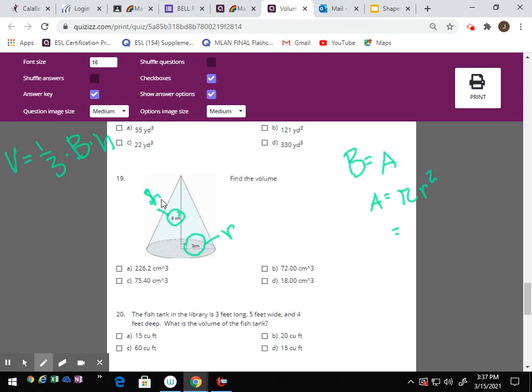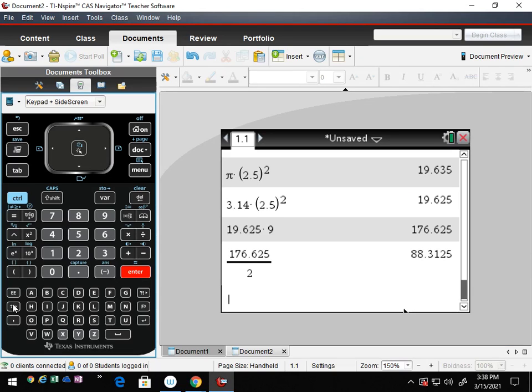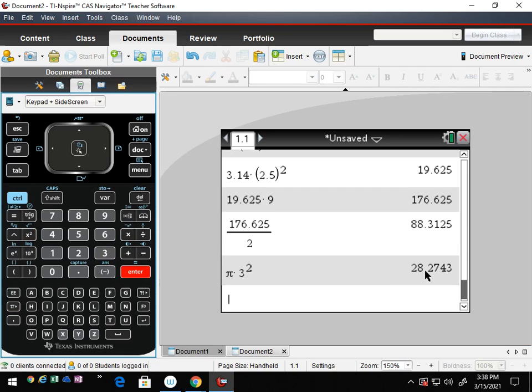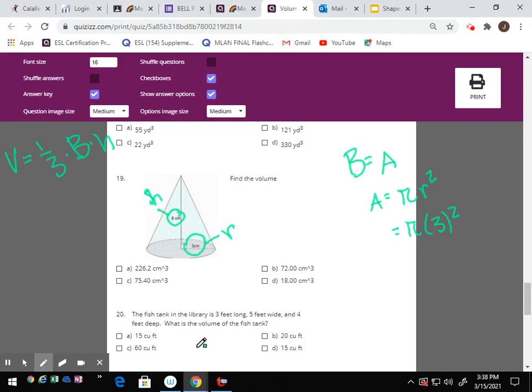Oh, height. Okay. So we're going to replace r with 3, so we have pi times 3 squared. We get 28.3 to write down. It's equal to 28.3 centimeters, and this will be squared for the area.